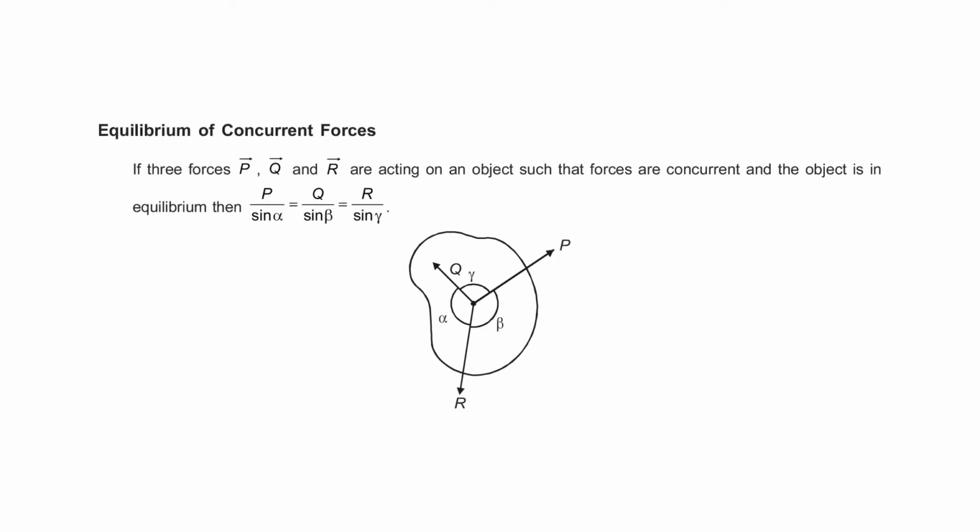Chapter 3, Laws of Motion. Let us talk about the first subheading, Equilibrium of Concurrent Forces. If three forces P, Q and R are acting on an object such that the forces are concurrent and the object is in equilibrium, then P by sine alpha is equal to Q by sine beta is equal to R by sine gamma. Please refer to the image on the screen.